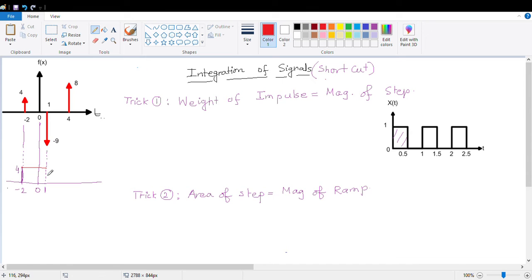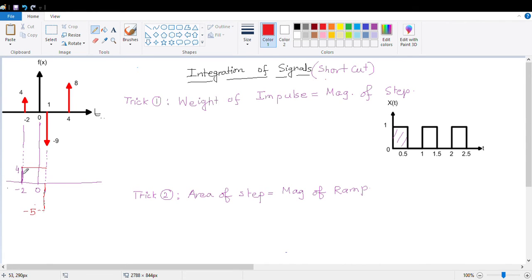So here the value is 4. As we have told, the weight of the impulse is converted into the magnitude of the step. So we are getting 4 from here. What will be the remaining part? The remaining part will be 5, to make it total 9. As it is in the negative direction, this 4 will come from 4 to 0, and from 0 it will come again down a distance of 5. So it will be 4, and here the value will be -5.